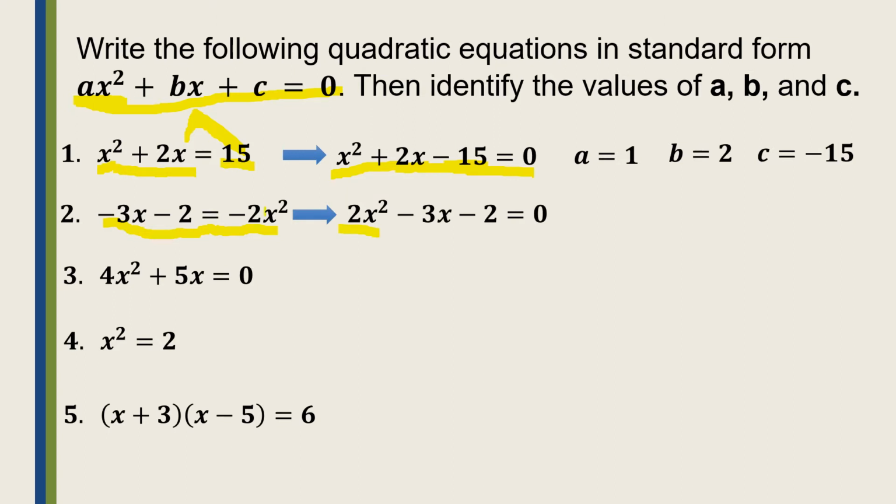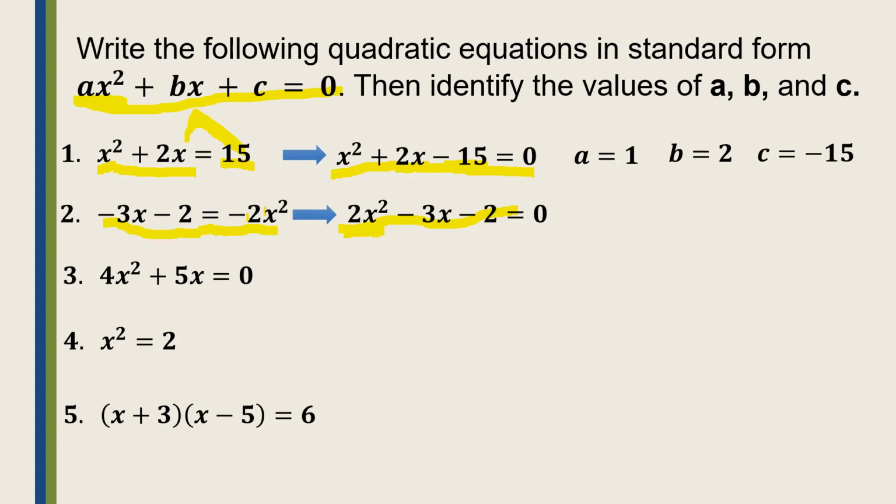Bakit naging 2x? Hindi na negative, positive na. Kasi nag-transpose tayo. So, negative 2x squared will become 2x squared. Hindi naman natin ginalaw or inilipat yung linear term at constant term. Kaya, ang sign nila pareho lang. So, 2x squared minus 3x minus 2 equals 0. Yan ang standard form.